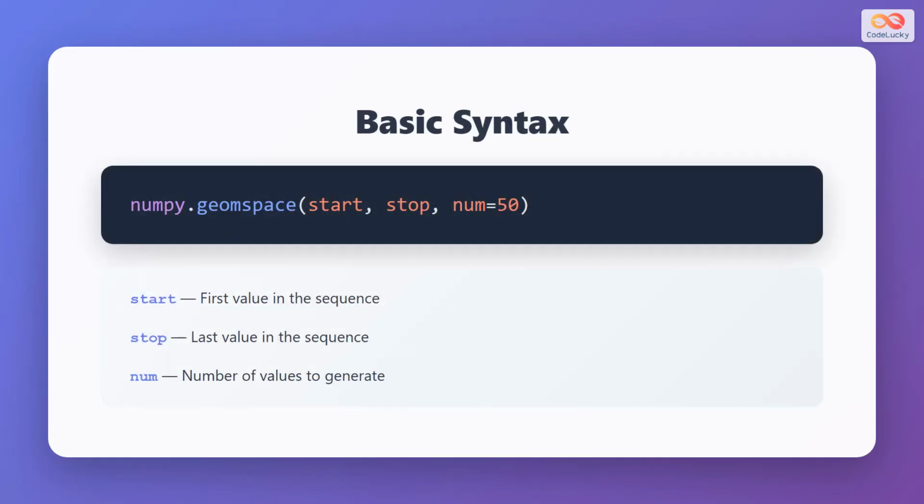The basic syntax of geomspace is straightforward. It takes three main parameters: start, which is the first value in your sequence, stop, which is the last value in your sequence, and num, which specifies how many values to generate between start and stop. The default value for num is 50, but you can specify any number you need.